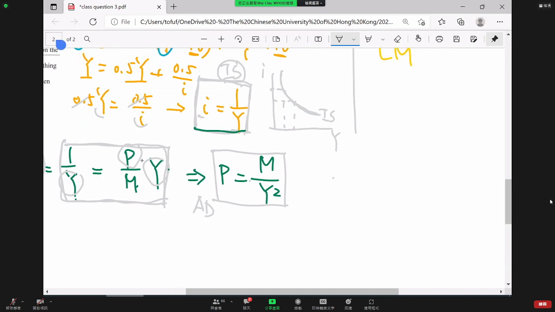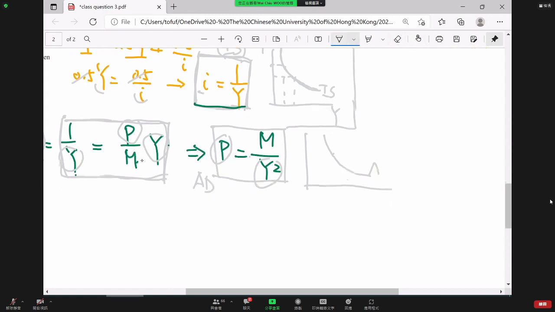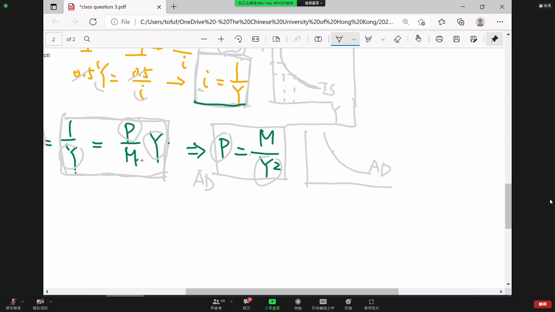And check with our economic knowledge. AD curve should be downward sloping. And so P and Y should be inversely related. And look at this function, yes, they should be inversely related. And even if you draw the diagram, you may find out the diagram should be something like this, a non-linear curve. Okay.